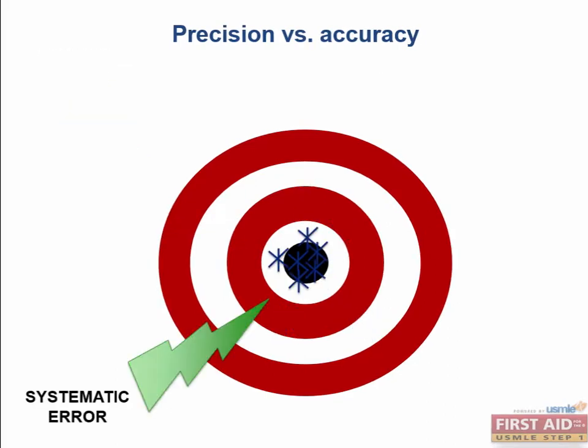On the other hand, systematic error reduces the accuracy of a test by consistently skewing results in a particular direction, and thereby reducing the validity of the test measurements. Would look something like this.